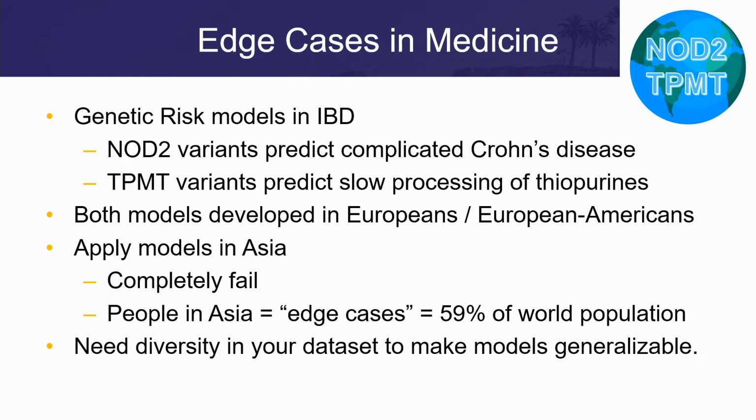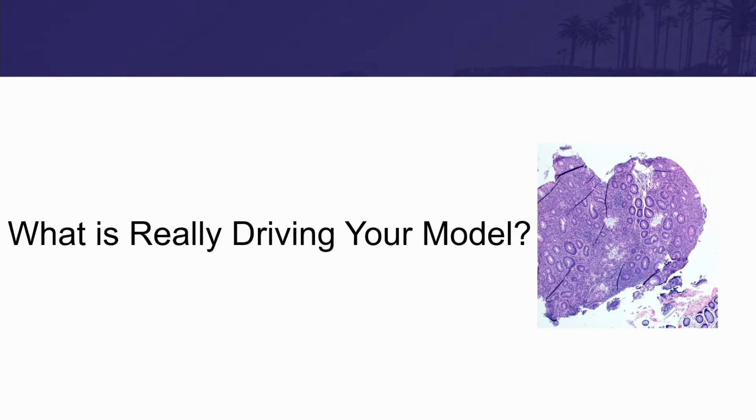When applying these models in Asia, they completely fail. They are utterly worthless. It turns out they simply have a different genetic background. If you think about these as edge cases, 59% of the world's population, these models do not work. So you need diversity in your data set to make your models generalizable. So you also have to ask, once you have a model, what's really driving it?